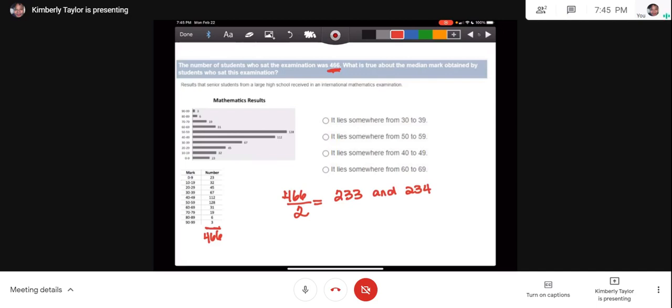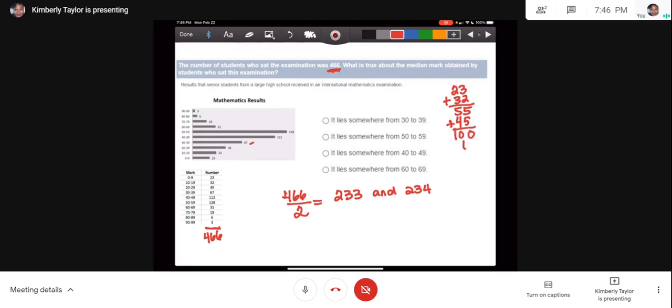Okay, so you can start at the bottom, or you can start at the top and work your way down. If I start from the bottom, I'm going to work my way up. And where is it going to be, 233 and 234? Well, in order to do that, you need to add it together. So let's start from the bottom. I got 23 plus 32. That's 55. I'm not at 233 or 234. So let's add on the 45. So I'm at 100. Still not enough.